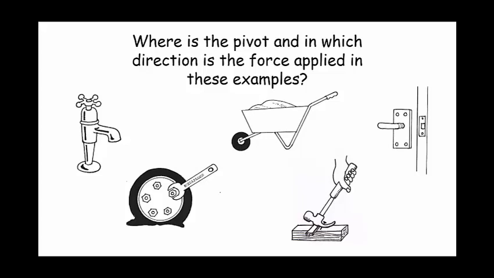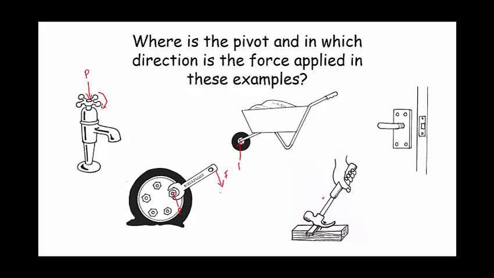Okay, we're going to start by looking at the tap. And for the tap, the pivot is right in the center of the tap. And the force is going to be applied in a clockwise manner in this case. Okay, turning this spanner, the pivot is at the center of the nut, and the force is going to be applied from the handle downwards.